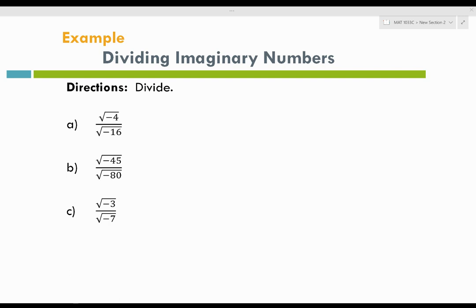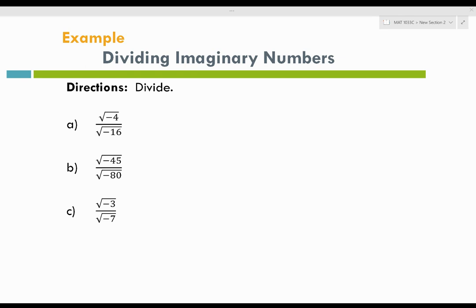Okay, you guys, we're going to continue our discussion on working with complex numbers. In this video, we're going to work on dividing imaginary numbers. Just like before in the previous video when we were multiplying, we don't just want to divide radical expressions that have negative signs in them. We're going to want to separate their negative parts out from their positive parts, just like when we multiplied. So in these directions, it tells us to divide.